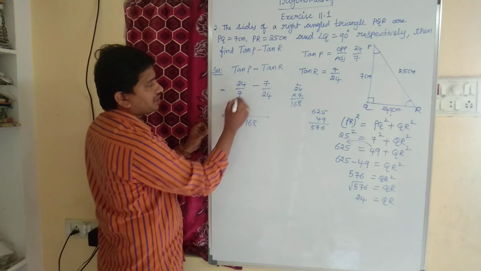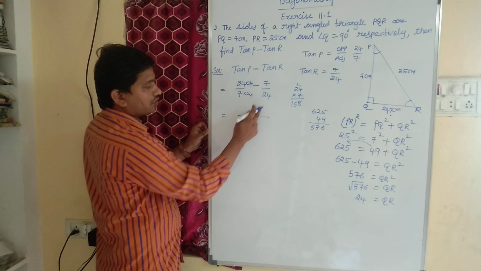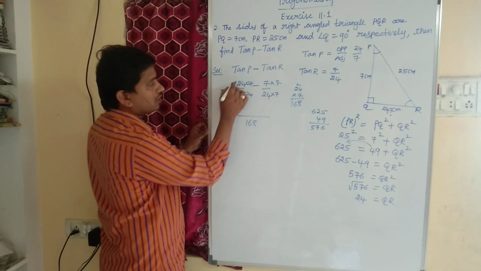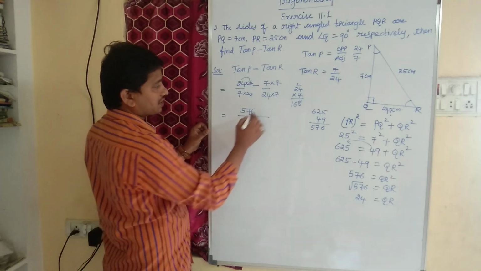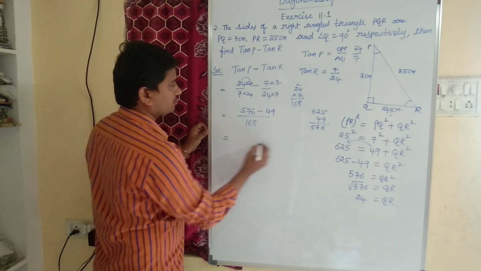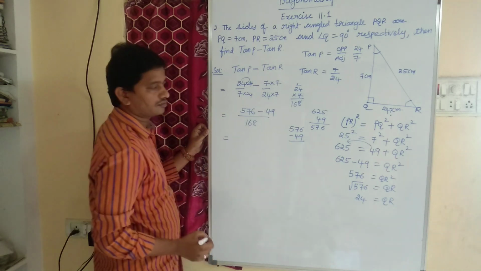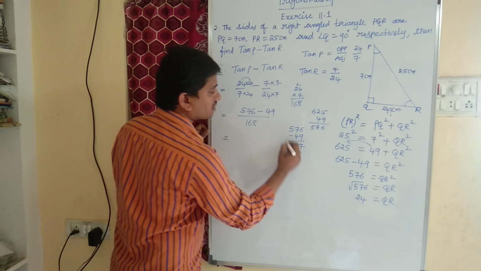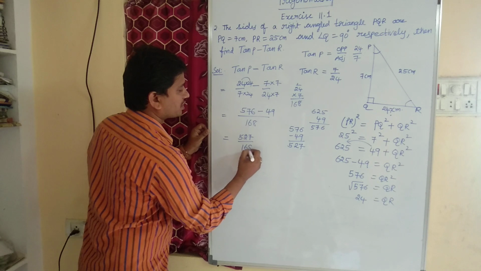7 into 24 is 168. Into 24 into 24, 24 into 24 is 576, minus 7 into 7, 7 7s are 49. So 576 minus 49. 16 minus 9 is 7, 6 minus 4 is 2. That is 527. So the answer is 527 by 168.